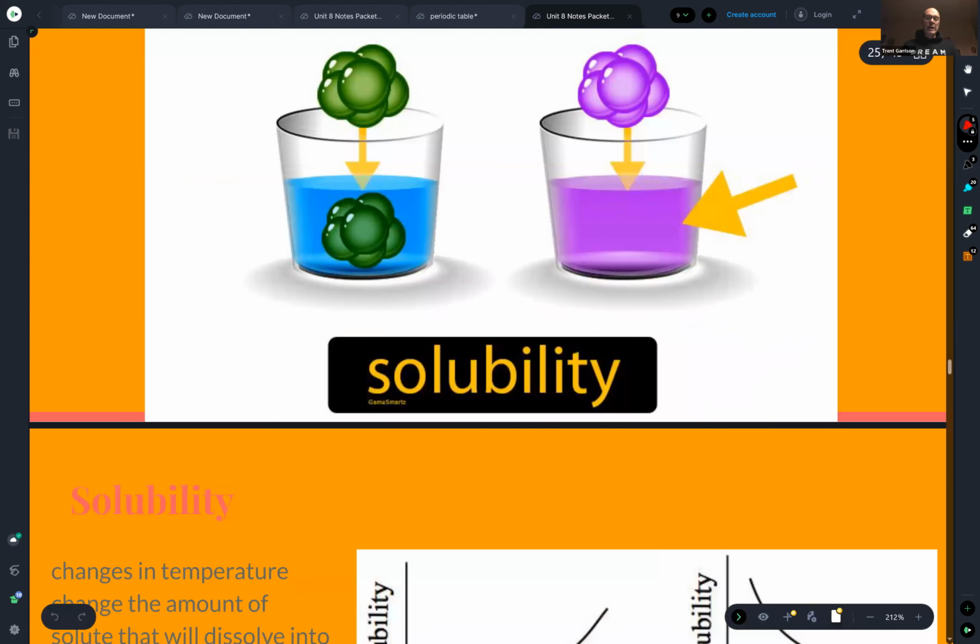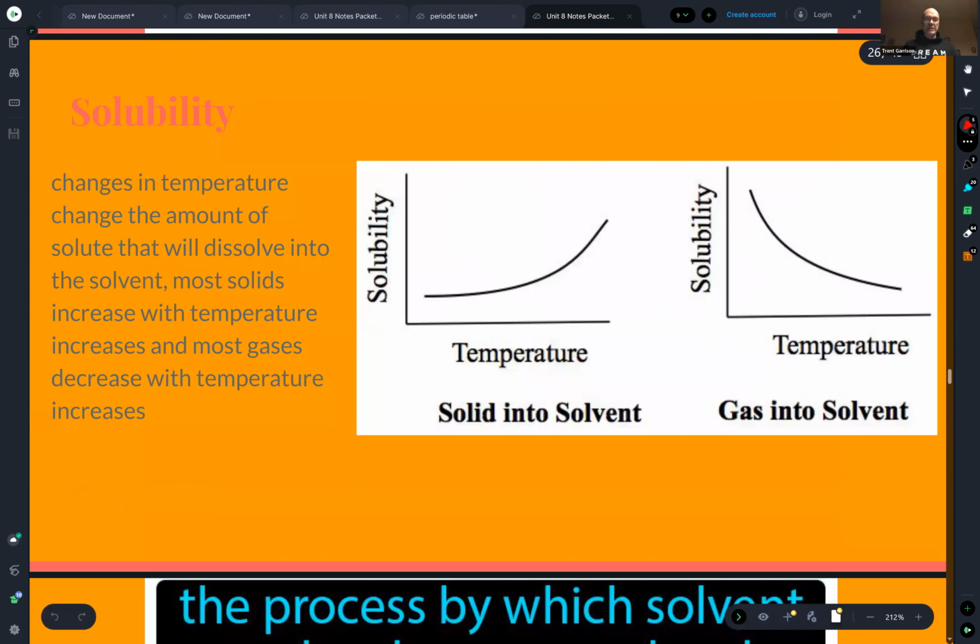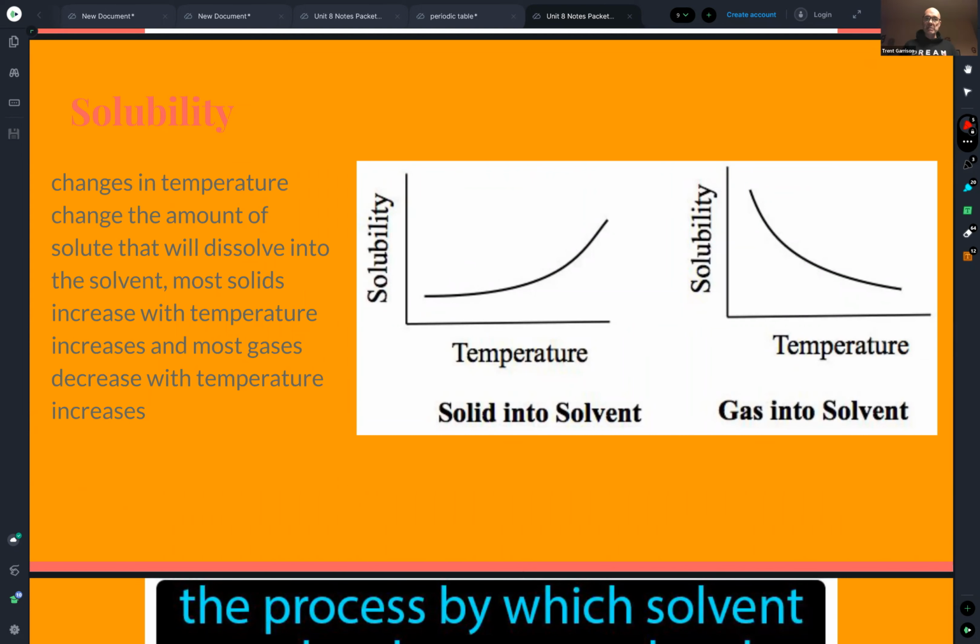One of the key factors we need to understand about solubility is that, generally speaking, an increase in temperature changes how much solute can dissolve. Solids typically increase the amount of solute that dissolves, and gases, however, are the opposite. They actually decrease in the amount that can dissolve into the solvent. And the reason is for the same scenario.